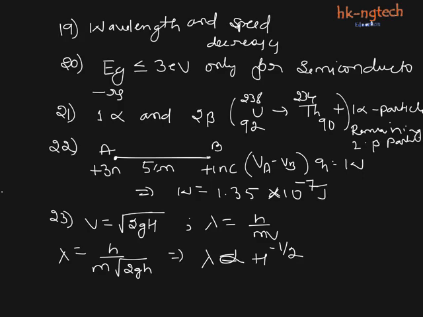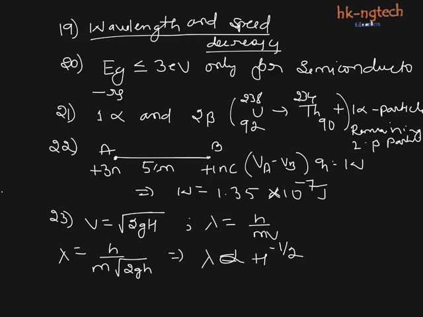The 19th problem says that according to the Huygens principle, during the refraction of light from air to a denser medium... you have studied the Huygens principle of refraction. Obviously both wavelength as well as speed of the refracted ray decrease. Therefore wavelength and speed decrease must be the answer for that.